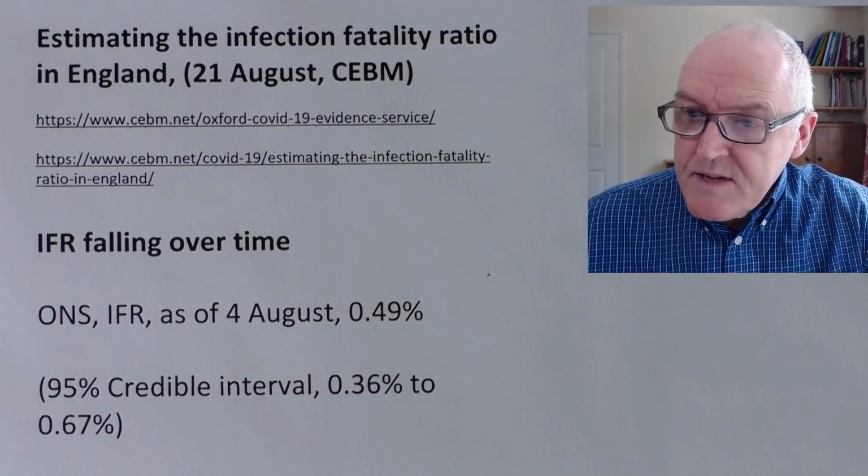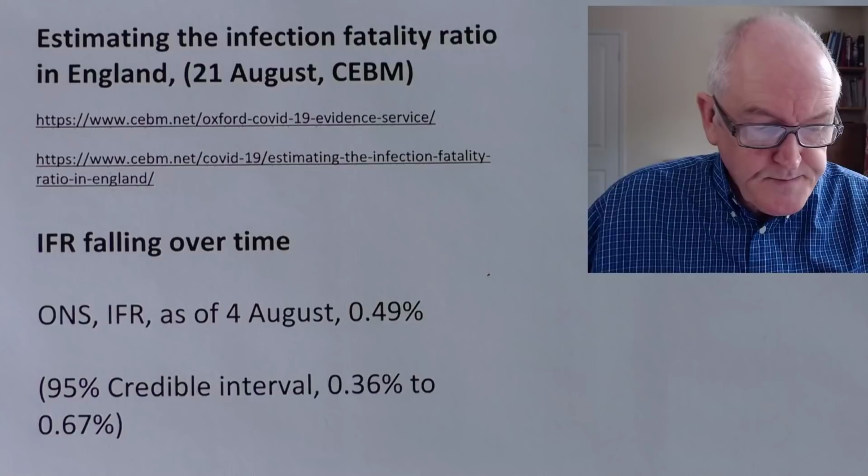Now, you'll remember that the infection fatality rate is the number of people that die compared to the number of people that get infected. That's the infection fatality ratio, or the infection fatality rate, and of course we want the percentage to be as low as possible.